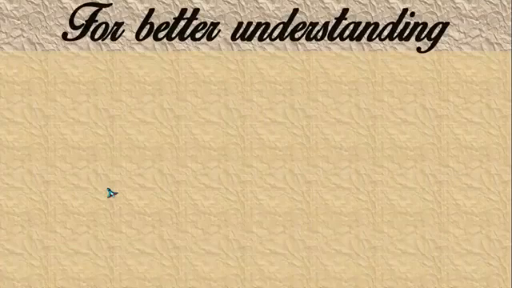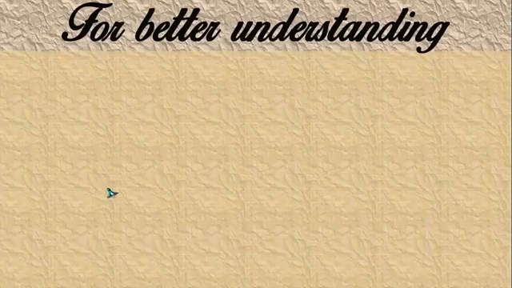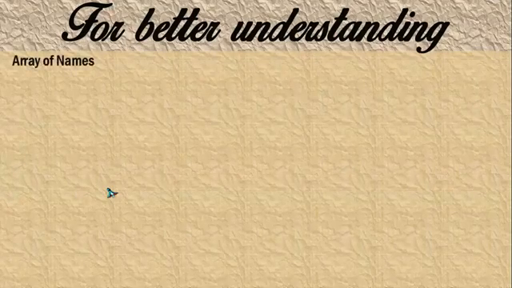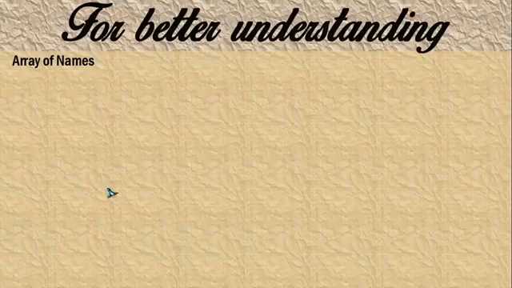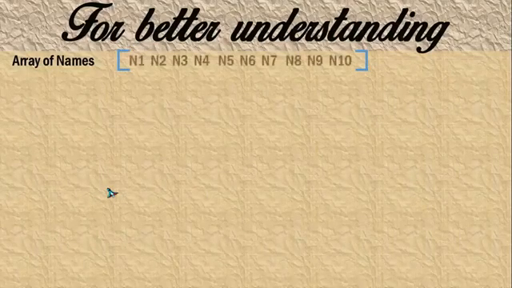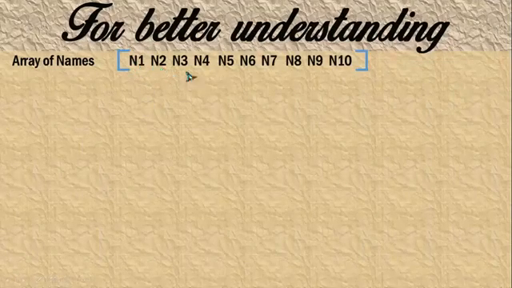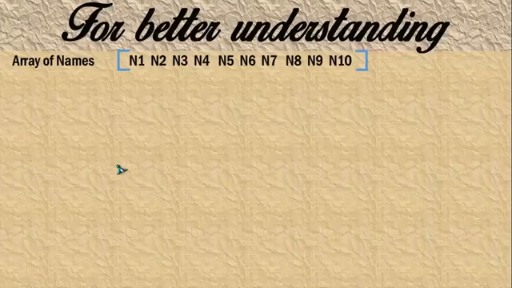Think about sets or matrix in mathematics. Same like that, when I declare an array, I store the same type of elements. Here I have names as an array, so I will be storing all the string variables. Just for example, name 1, name 2 up to name 10. I can have one more array to store the marks of the students.